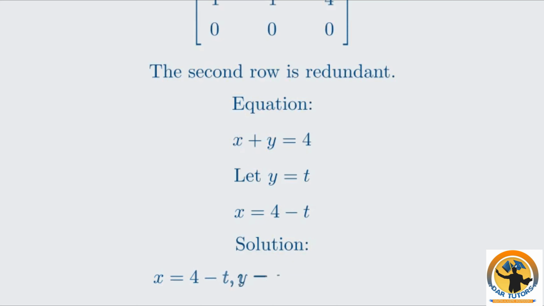The solution set is x equals 4 minus t, y equals t, where t is any real number. Here's the solution for question 3.